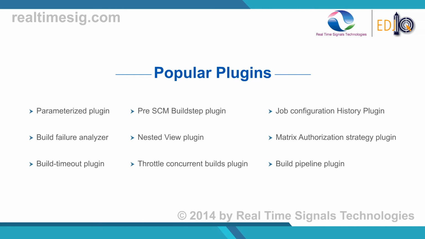A job configuration history plugin. This plugin saves a copy of the configuration file of a job, config XML, for every change made in the system configuration. You can also see what changes have been made by which user if you configured a security policy.